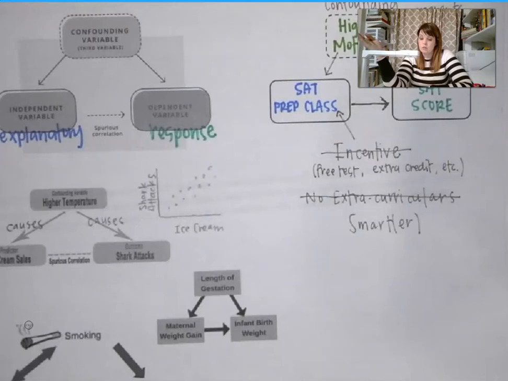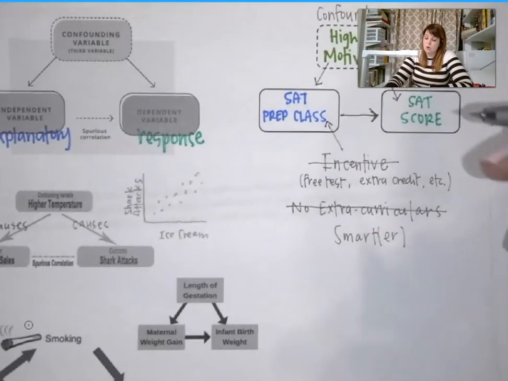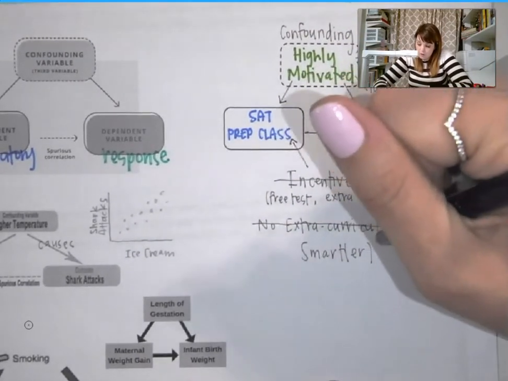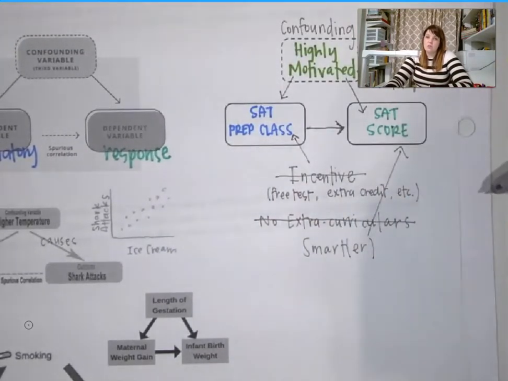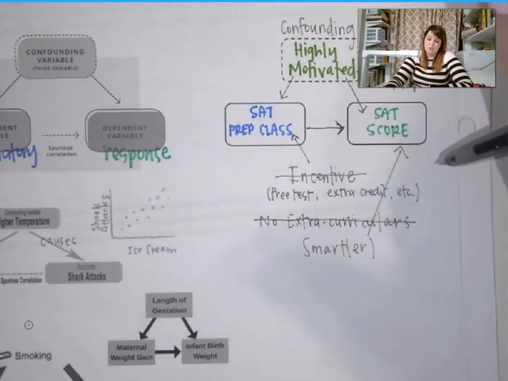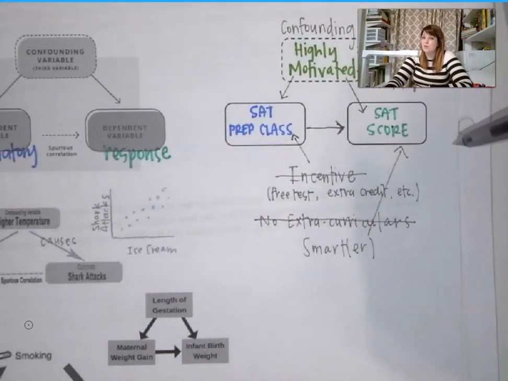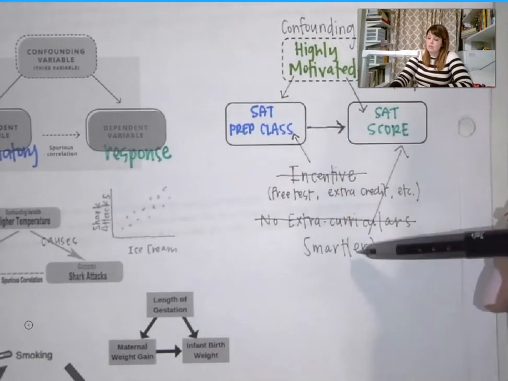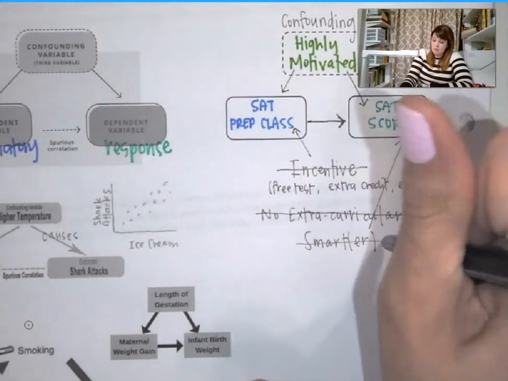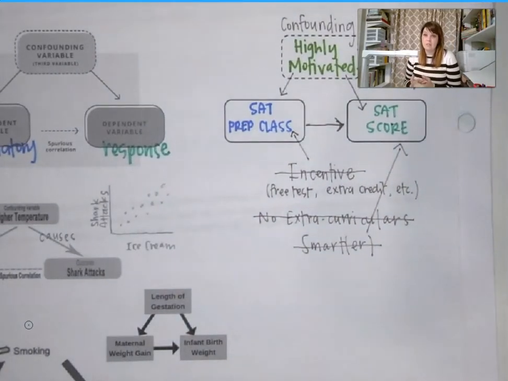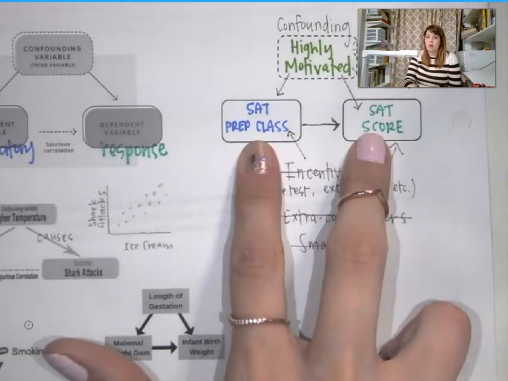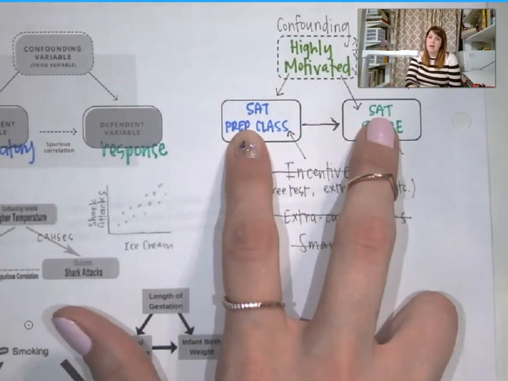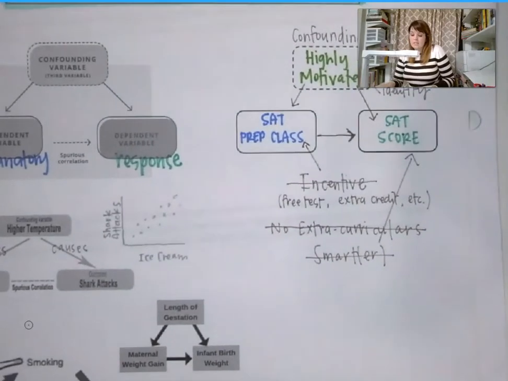not having the extracurriculars did not cause the higher score. And then lastly, that they're smarter. Well, being smarter would cause a higher SAT score, but it wouldn't cause you to go to the prep class. I don't think it would cause you to go. In fact, I think a lot of kids that think that they're smarter think that they don't need the prep class. So I think that these three are very good variables that could be confounding. These make sense to me why you would think they're confounding. They're actually not, because it has to cause both explanatory and response. So that's it for confounding.